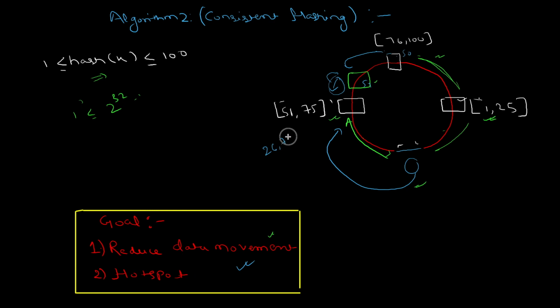So if you see, now this is overpopulated, so it kind of becomes a hotspot. So basically this algorithm does not solve the hotspot problem, but it reduces the data movement, as we have seen clearly here. The only data movement required was from S0 to S4.